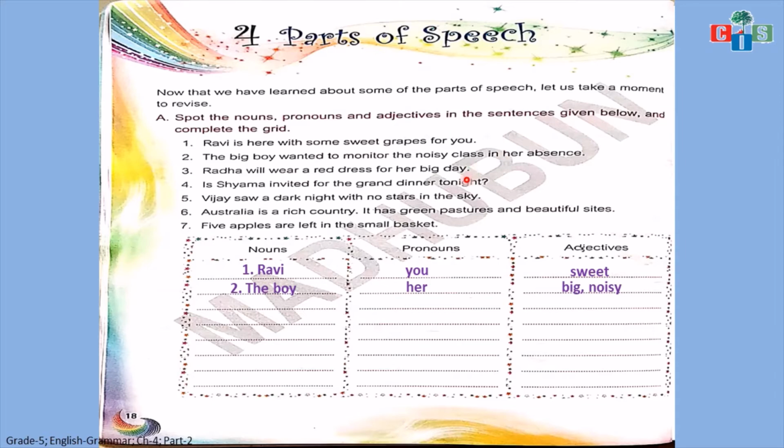Okay, so these two sentences I did here, and the rest of the sentences you have to do by yourself. You have to try to find out nouns, pronouns and adjectives. How will you find out? You have to see my previous video, in which I explained what are nouns, what are pronouns, what are adjectives, all 8 parts of speech. So by watching that video or by reading your book thoroughly, you will be able to solve the rest of the questions. Okay scholars, now let's see the next exercise.